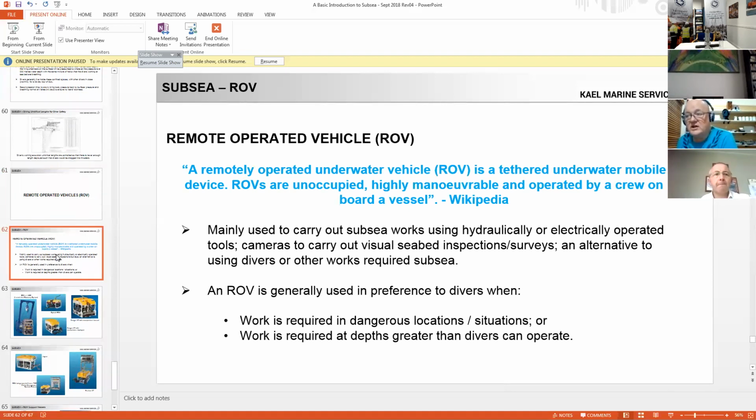An ROV is generally used in preference to divers when work is required in dangerous locations or situations where you don't want to put divers into harm's way, or when work is required at depths greater than divers can operate.